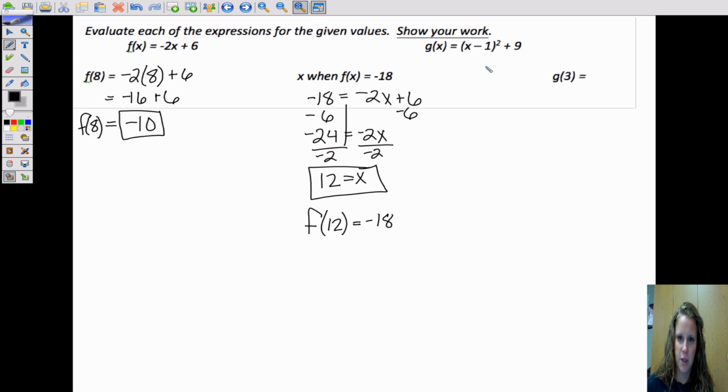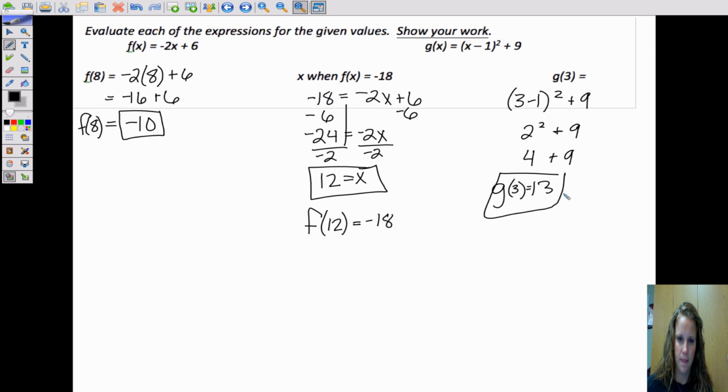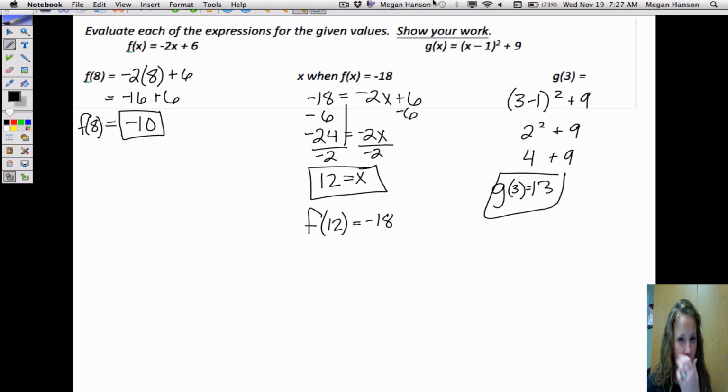And then finally, how about g of 3? Well, I just rewrite the equation, so instead of x, I'm going to write 3 minus 1 squared plus 9. So that's going to be 2 squared plus 9. So that's going to be 4 plus 9. So that's going to be 13. So g of 3 equals 13. Alright? So that's when you're using equations.